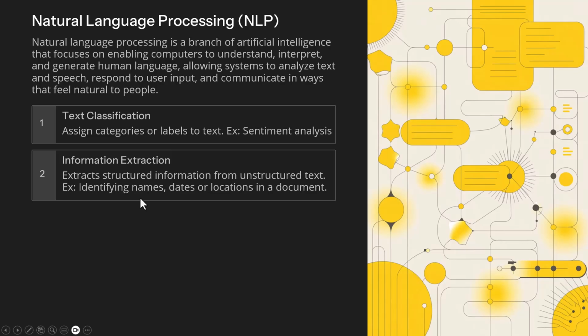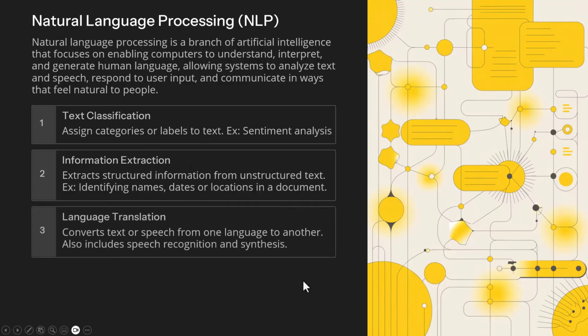So you could have some sort of text, and it could extract the key pieces of information from that, like the names, dates, or locations in a document. You could have language translation, and maybe I should have a broader term within here. I'd say it converts text or speech from one language to another. This also could include speech recognition and synthesis.